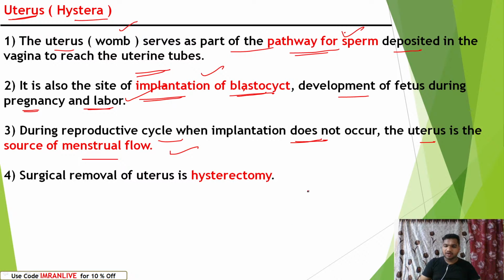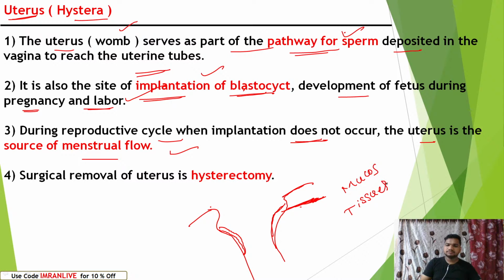How? Let me draw a small, very rough representation here. I have beautiful diagrams for you. The uterus consists of a few layers. These layers are made up of epithelial cells, columnar cells. These layers also include the endometrium, myometrium and perimetrium. Once menstrual flow starts, these layers break down. Once they break down, the mucus, tissue fluid and blood go outside from the uterus only.